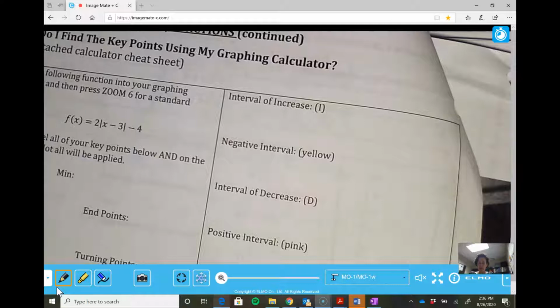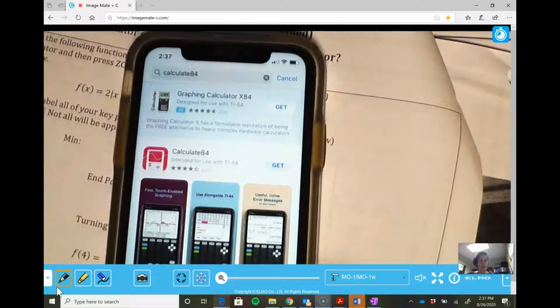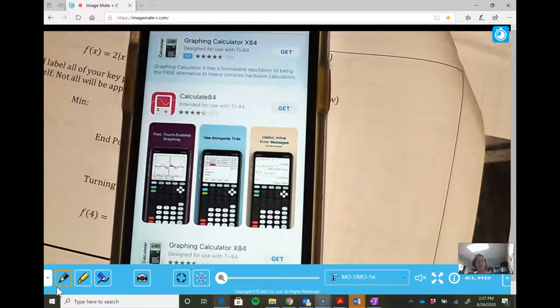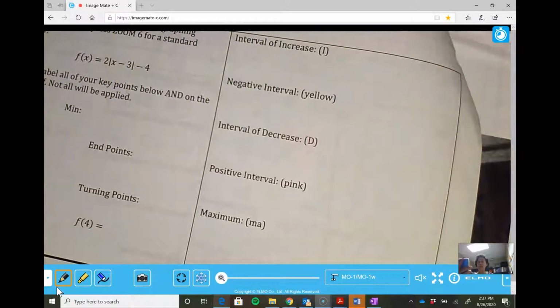However, somebody did share with me, I've got my phone in front of me, in the App Store of your phone, it doesn't really matter if you have an Android or Apple, an app that's called Calculate 84. So if you look, there you can see the spelling. And if you get this, so here we go, I'm going to get this. This should work as a graphing calculator. I haven't actually tried it, so we're going to see.